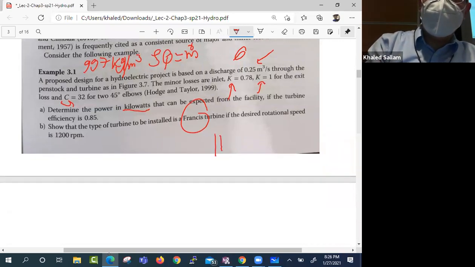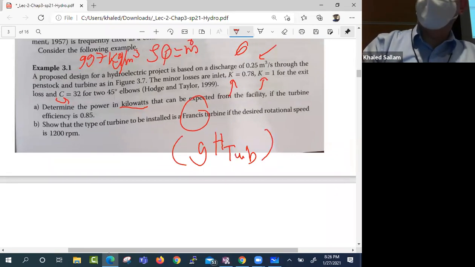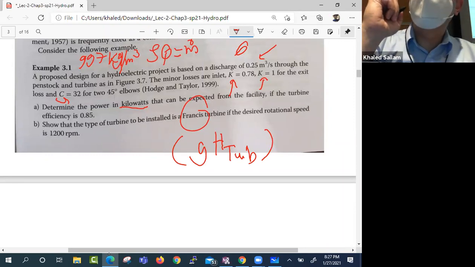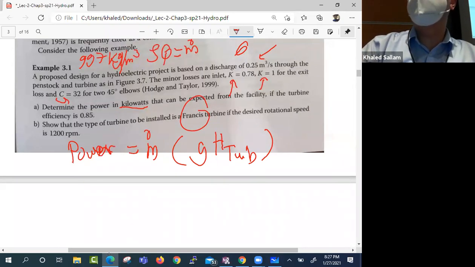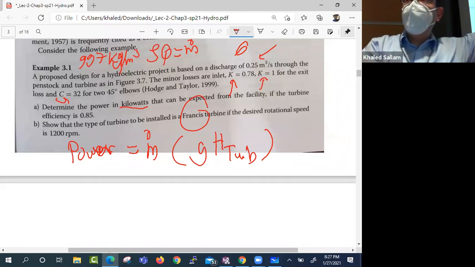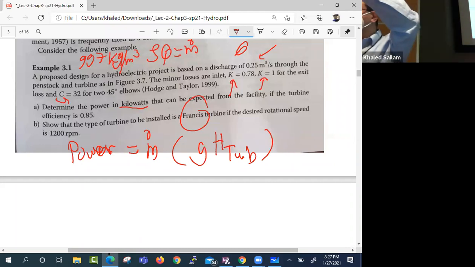And then once I get H turbine, I multiply by g, that becomes my gH, that becomes my joule per kilogram, and then I multiply this by how much to get m dot, to get the power? Power is m dot multiplied by gH turbine. Okay, and H turbine is the head available minus the head loss, right? Minus V squared over 2.